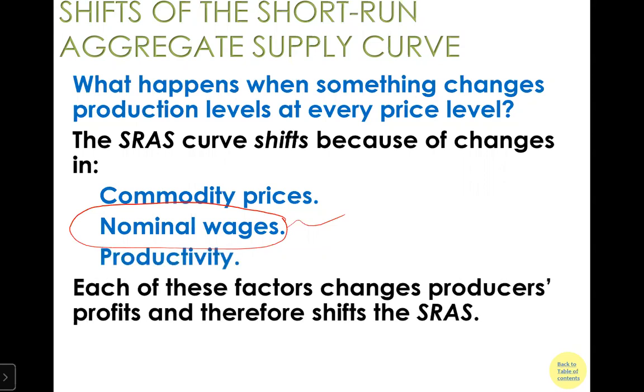Now, the third factor that can cause the short-run aggregate supply curve to shift is productivity. What is productivity? Essentially, it's how efficiently we can produce. If a new technology allows us to produce things more efficiently or more cheaply, that is going to shift the aggregate supply. Again, that's in the short run. Actually, each of these factors affects the short-run aggregate supply curve through a change in the producer's profit. That gives the producer the incentive to shift supply.